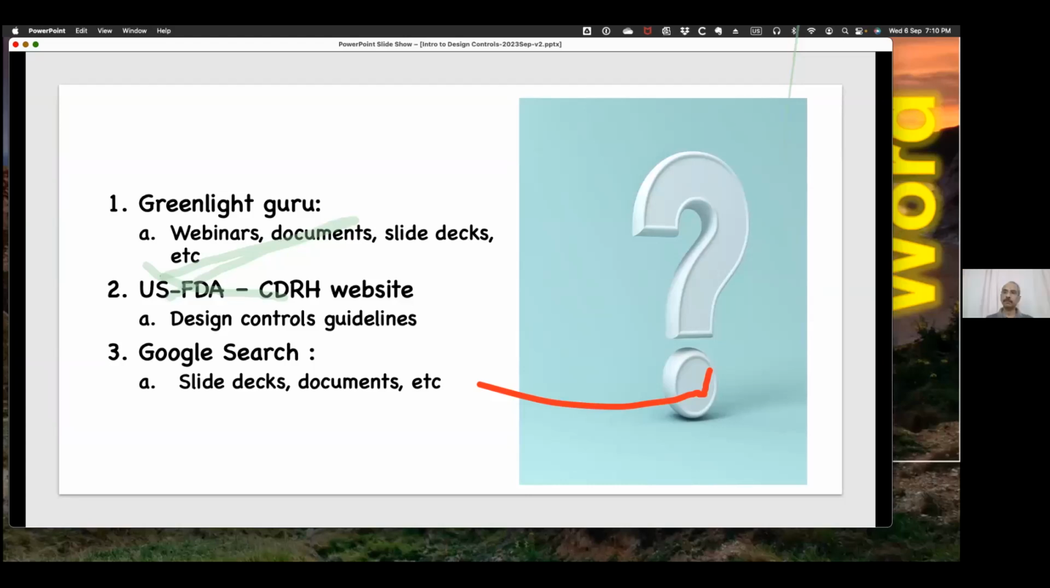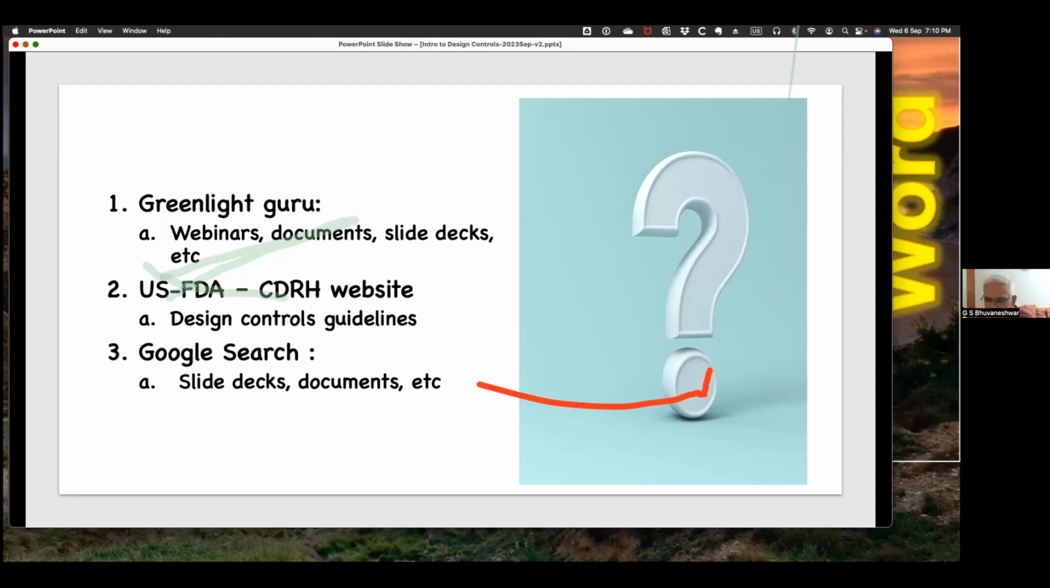Then I would suggest also visiting the US FDA's CDRH, the Center for Devices and Radiological Health. Kindly visit the website. They have a design control guideline, and you will also find some documents specific to your device, whatever you're developing. They have one on software validation also. So please feel free to reach out to these. Of course, Google search is always there for various slide decks, documents, and so on. But the first two are the ones I recommend.